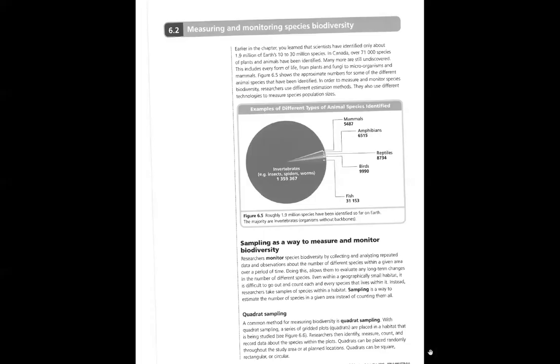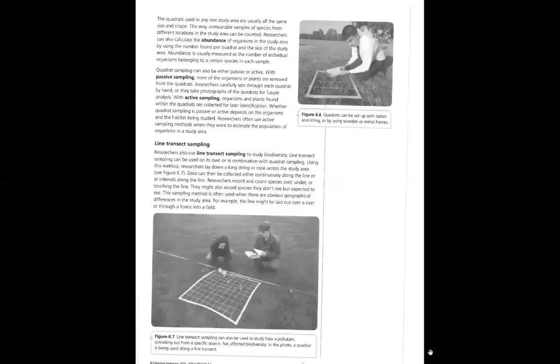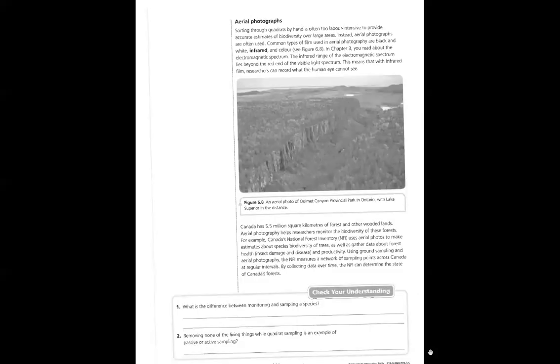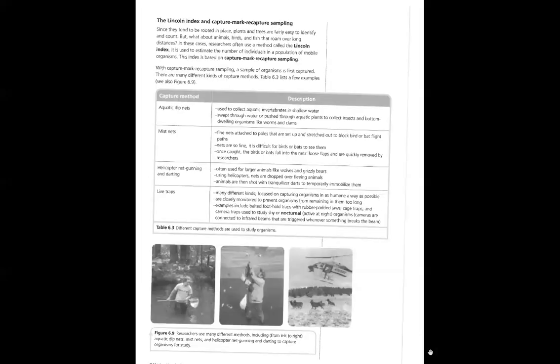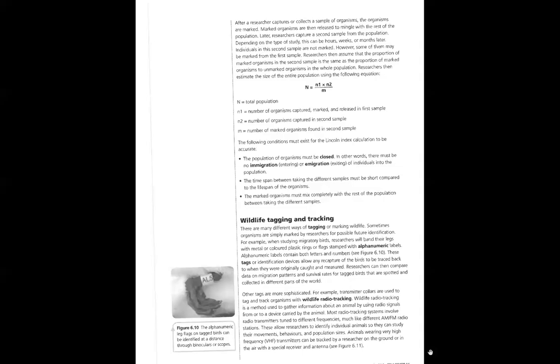So how we go about getting samples, we talked about quadrant sampling, and you could have both passive and active sampling. We should know the two of those. Line transect sampling, aerial photography, and all the different types of photography we can do. The Lincoln index and capture mark, we didn't do too much on, but we did talk about capture methods. You should know about aquatic nets, mist nets, helicopter, net gunning and darting, live traps. You should know all those different methods. We talked a lot about those.